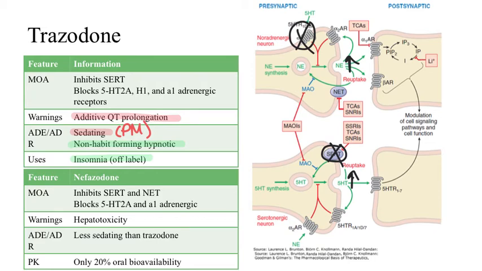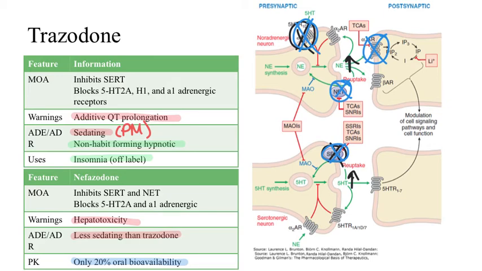Nefazodone has very similar activity. It does inhibit both SERT and NET, as well as blocking 5-HT2A and alpha-1 adrenergic receptors. It does carry a black box warning for hepatotoxicity, and it is less sedating than trazodone because it lacks the histamine H1 antagonist activity. One unique feature of nefazodone is that it has only 20% oral bioavailability, which is one of the lowest of any of the antidepressants.